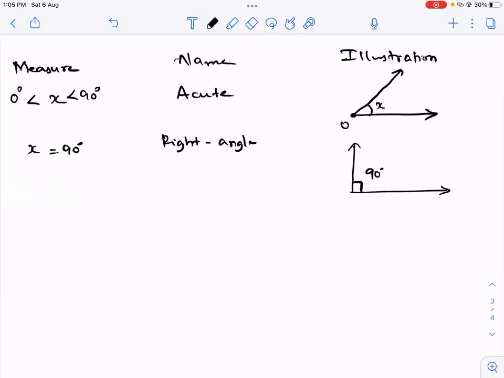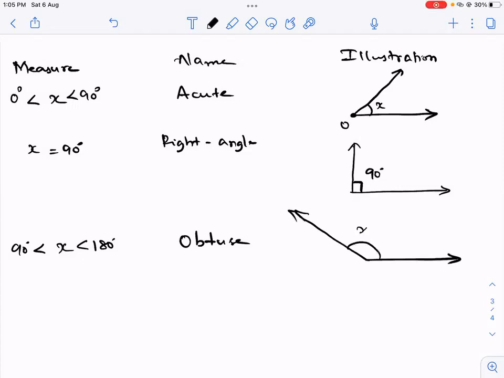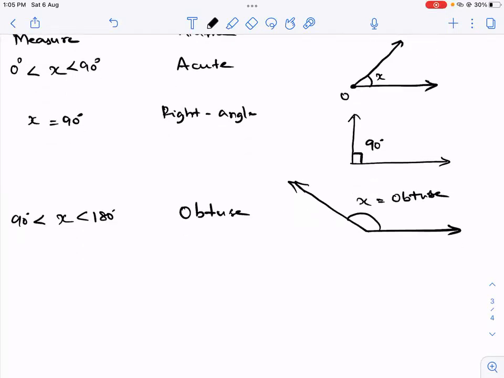What about greater than 90? So x is greater than 90 degree but less than 180 degree, you call it as obtuse angle. So how does it look like? One ray will be like this and the other ray will be in this format. So here x is obtuse. Make sense? We'll connect all the dots.